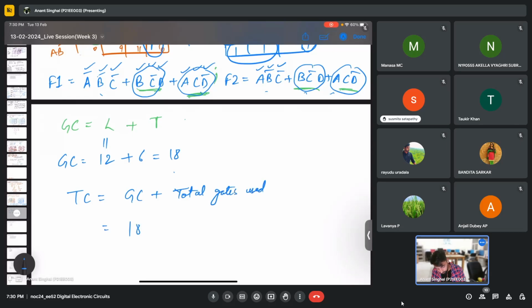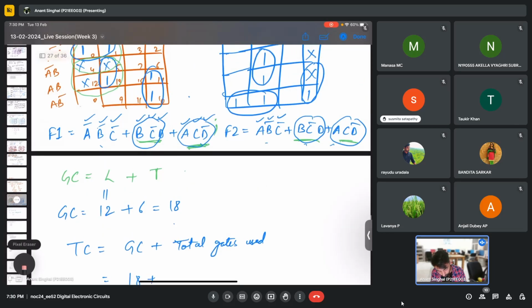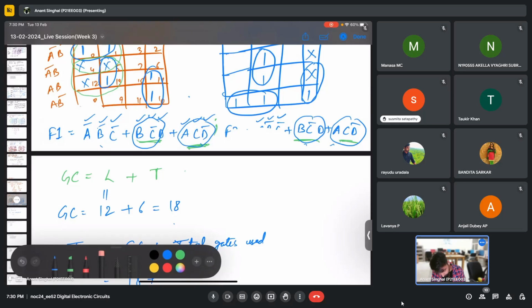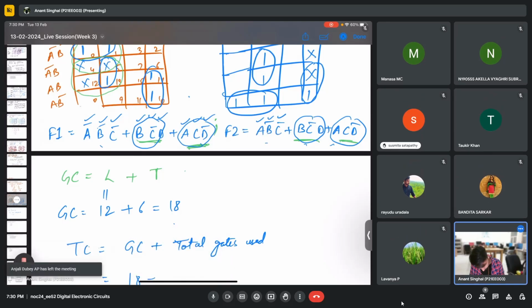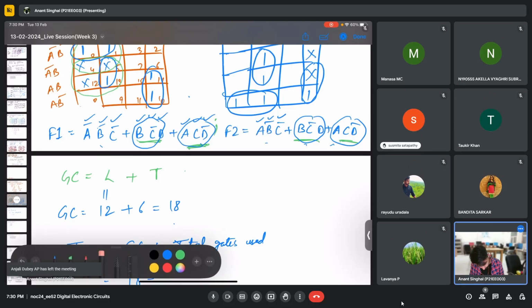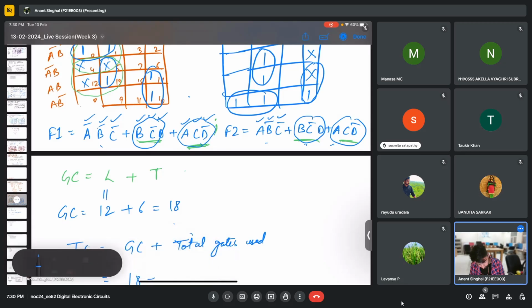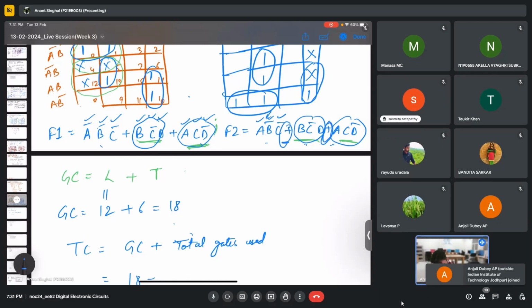So gate cost is 18. Then the total gates used, you need to check from the single expression. From a single expression, you can see there are two OR gates required and two AND gates required for each and every particular term.